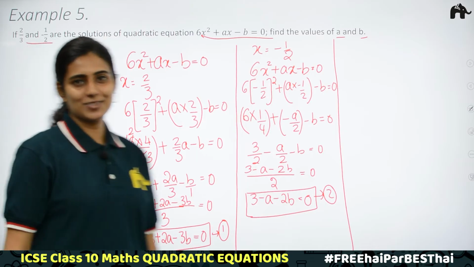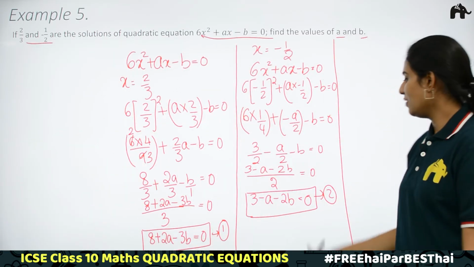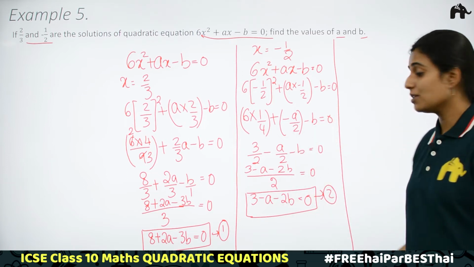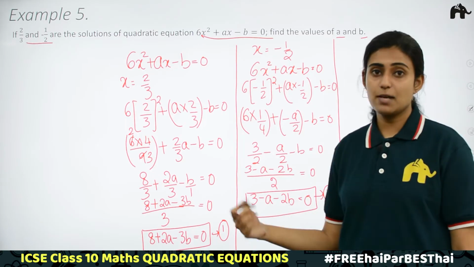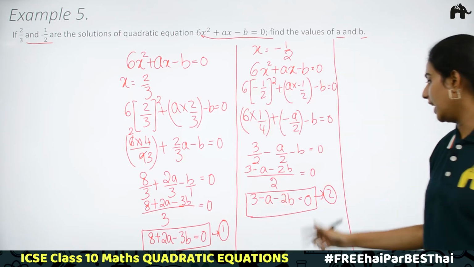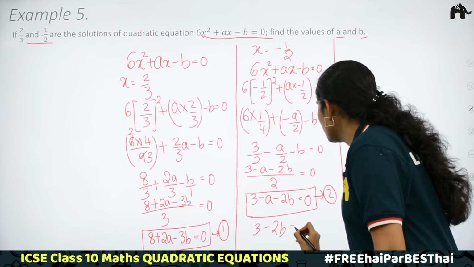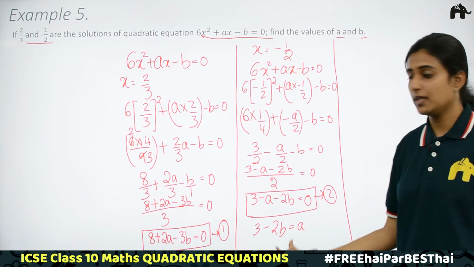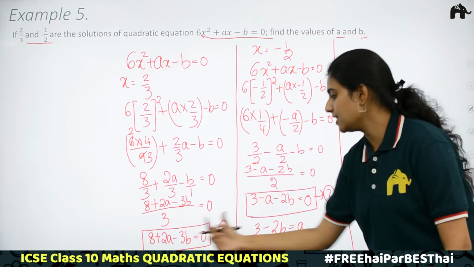How to solve this? You have many different methods. You can use a substitution method, elimination method, or cross multiplication method. Now, let's try with the substitution method. From this, let me make an expression for a. 3 minus 2b is equal to a. I can write a is equal to 3 minus 2b. Now, take this value and substitute in first expression.